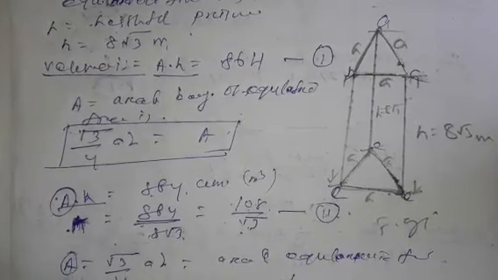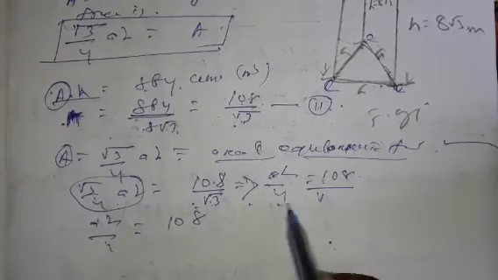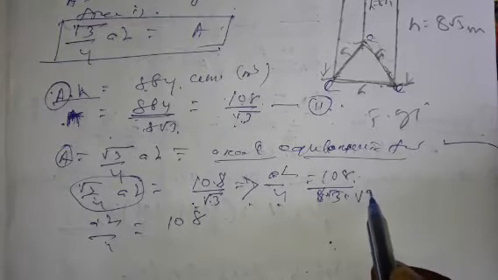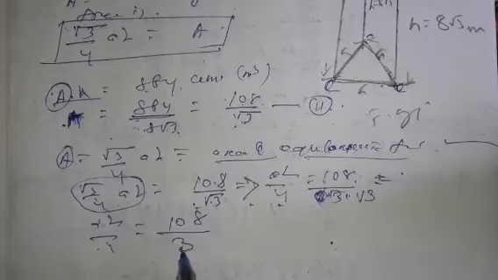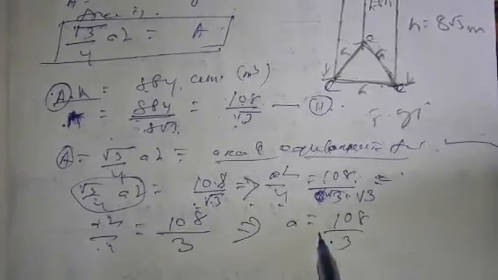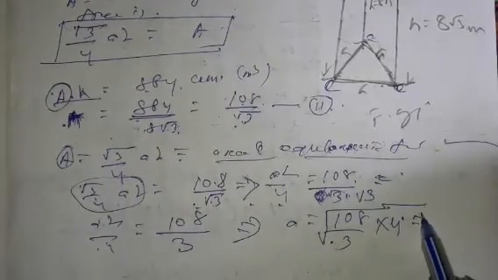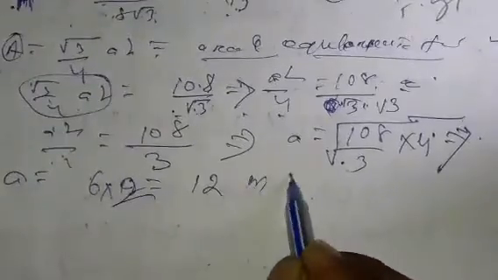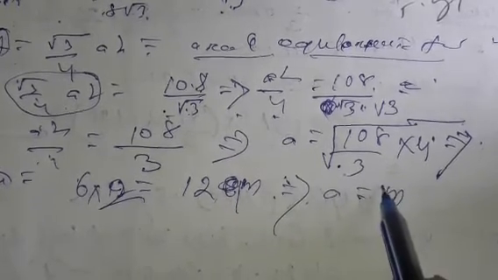Equation 2. So the area of the equilateral triangle is equal to √3 by 4 a square. So √3 by 4 a square is equal to 108 by √3, implying that a square by 4 is equal to 108 by √3 into √3, that is, a square by 4 is equal to 108 by 3, and a is equal to the square root of 144, so a is equal to 12 meter.